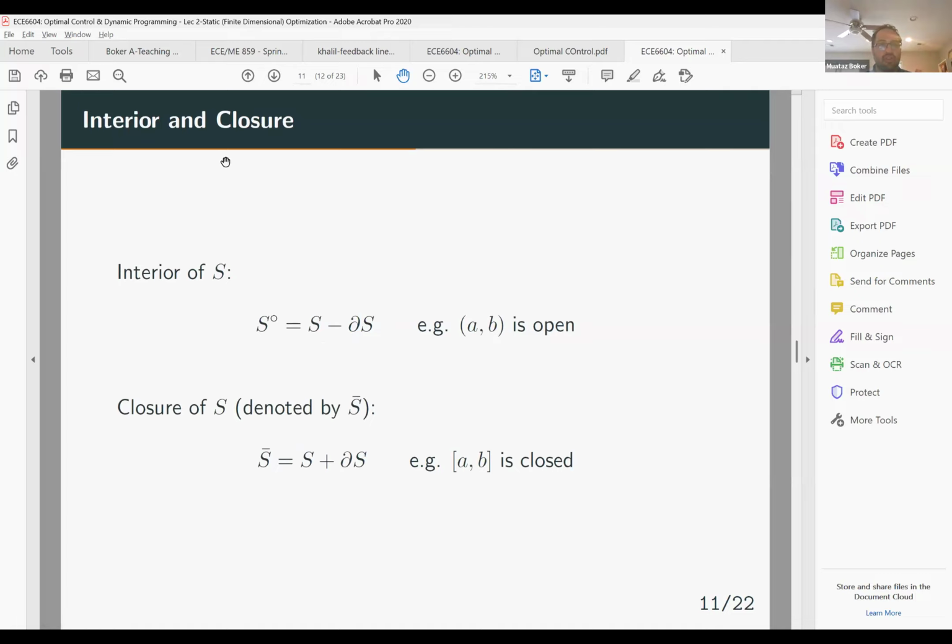Now, interior and closure. The interior of S, mathematically we use S with a small circle on top. That's S minus its boundary. Like for the scalar case, A and B is open. The closure of S, denoted by S bar, is equal to S plus its boundary. And so, for example, A and B is closed. This is for the scalar case.